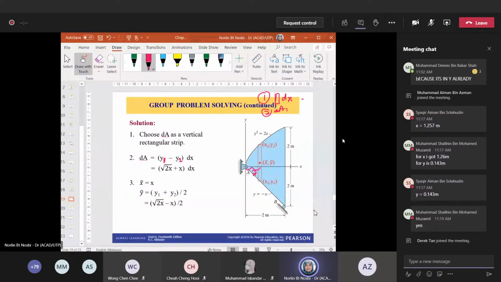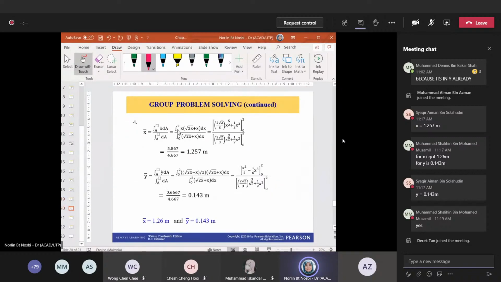Okay, now step 4. You just fill in back. Use the formula if you want to find the centroid. So x bar equals the integral of x tilde dA. So you just fill in back the x bar value. x tilde is x, dA is 2x third plus x over dx, and then you integrate it, and finally you will get 1.257.